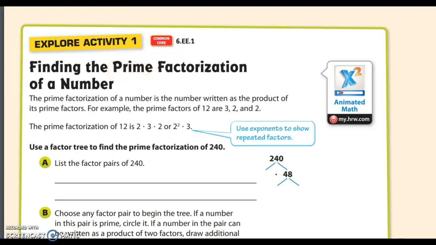Read along with me. The prime factorization of a number is the number written as the product of its prime factors. For example, the prime factors of 12 are 3, 2, and 2. Now some kids would look at this statement right here, and they would not be able to make sense of that. So what I'm going to do here is I'm going to prove that to you. I'm going to make a little space. I'm going to cover this up. I'm going to show you how this works.